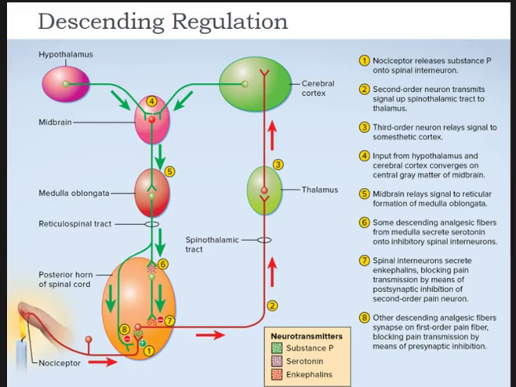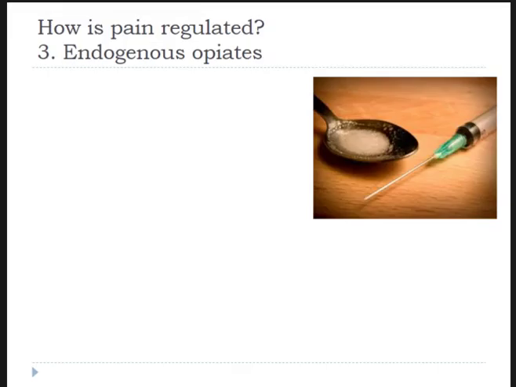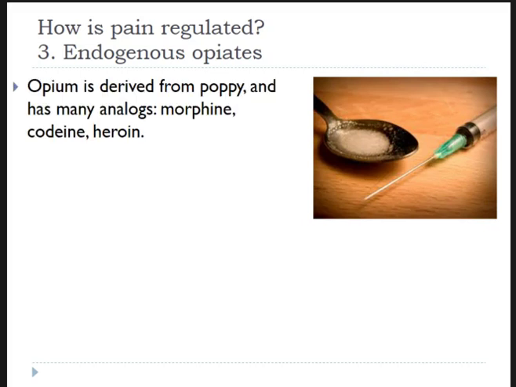All right, that's number 2. Number 3, third way to regulate pain, endogenous opioids. So this came up on the homework, at least in part. But the idea here is that we also produce opioids, which are compounds that stimulate opioid receptors.